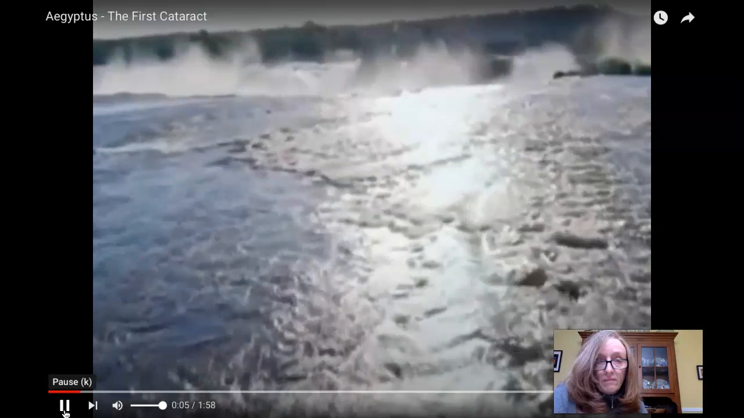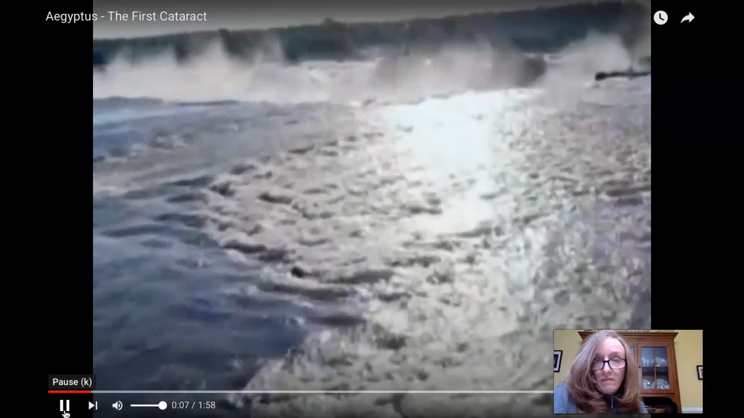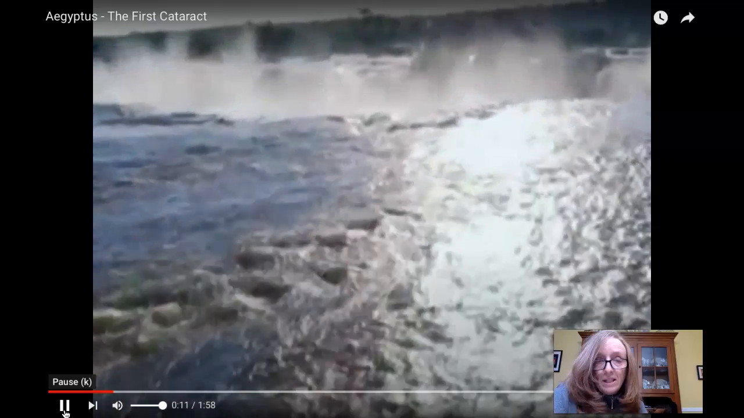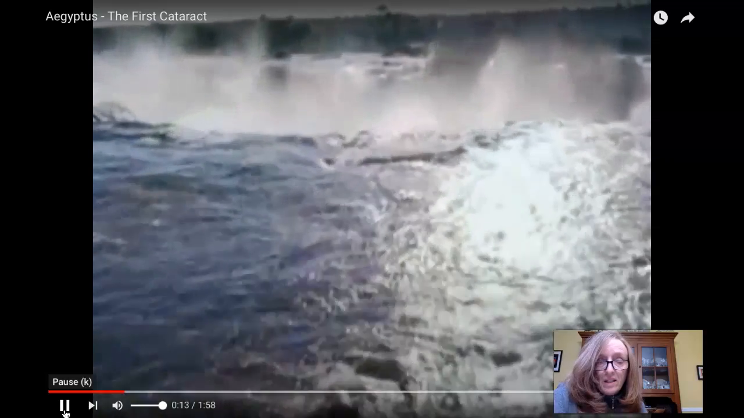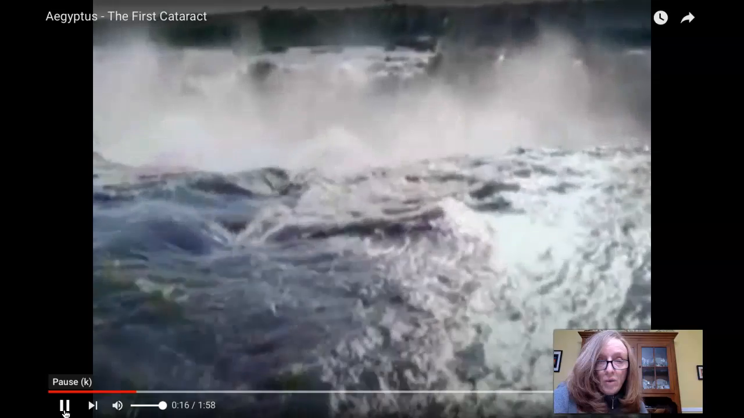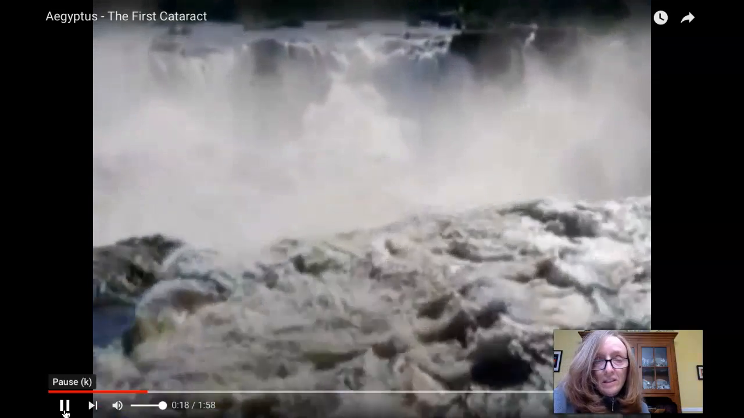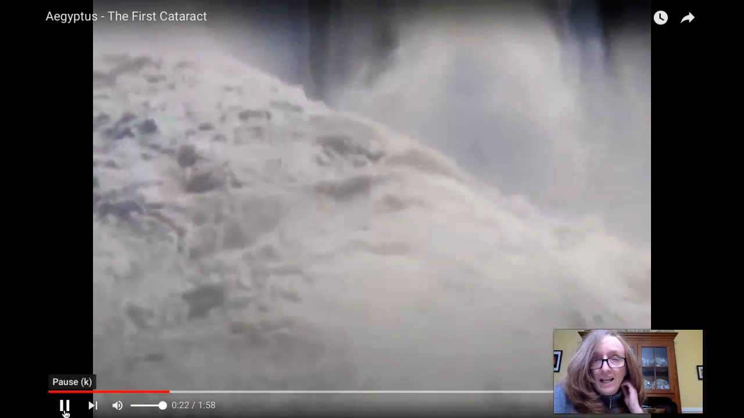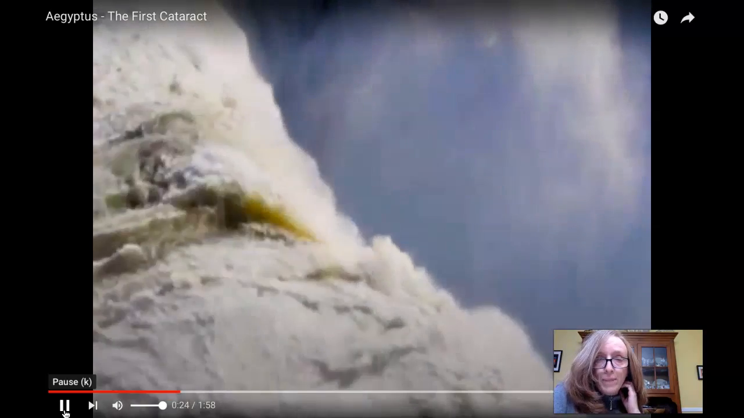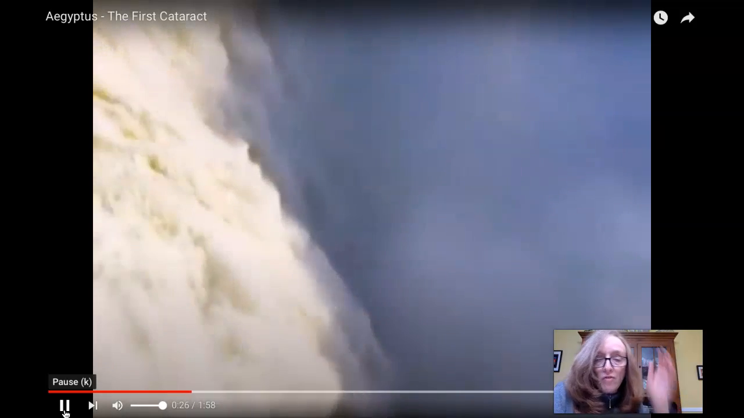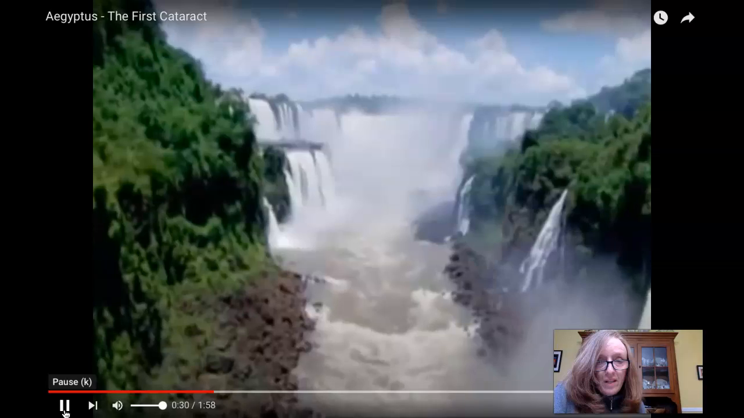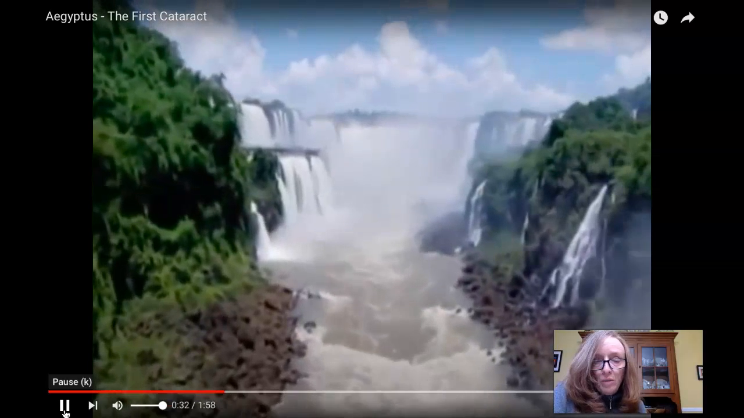The Nile chooses one of its greatest wonders. Look at how amazing this is. The first cataract. We're going over the edge here.